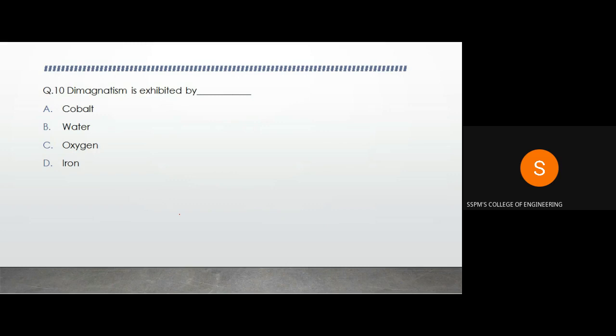Theoretical question. Diamagnetism is exhibited by which? In magnetism, cobalt is present, oxygen is present, and iron is present. But water is not present in that. Here it is asking diamagnetism is exhibited by water. So B is the correct answer.